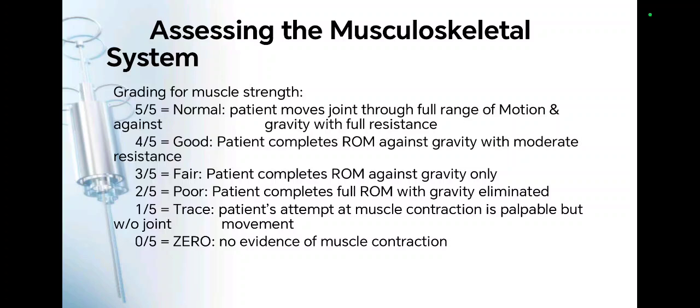Then 2/5 is poor. The patient completes full range of motion with gravity eliminated. So you have to assist the patient to flex and extend. However, against gravity, they cannot move on their own. And then 1/5 is trace. The patient can attempt to move, and the muscle contraction is palpable, but there is no joint movement. And 0 is no evidence of any muscle contraction.